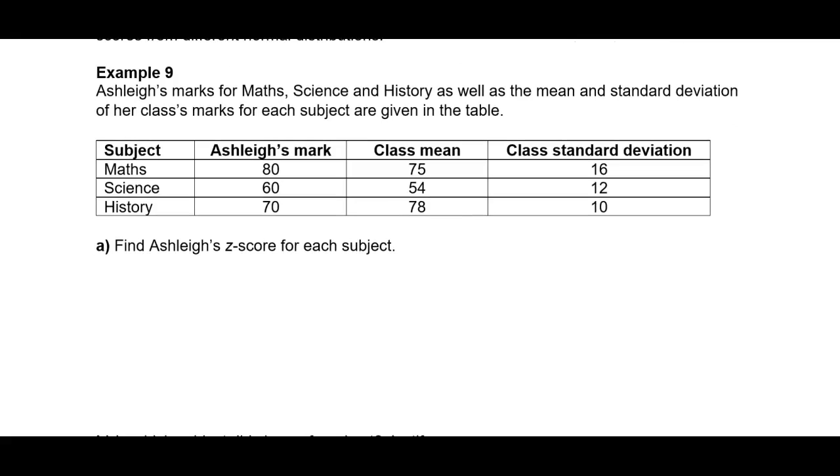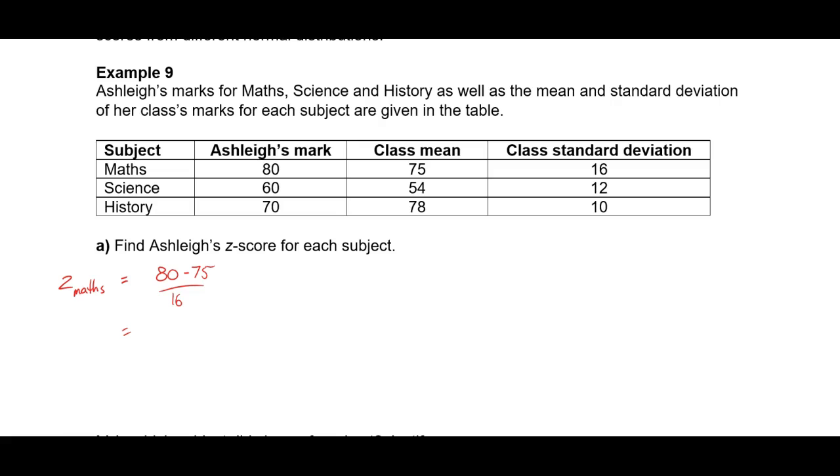So here we go. First of all, I've got a little bit of a table for Ashley. Maths, science and history. Marks, means and standard deviations. Now the mark is the score, and the mean and standard deviation, we're quite familiar with already. So the z-score for each subject, I'm going to do three of them. I'm going to say Z maths equals, now, we need the score minus the mean. 80 minus 75, divided by the standard deviation of 16.